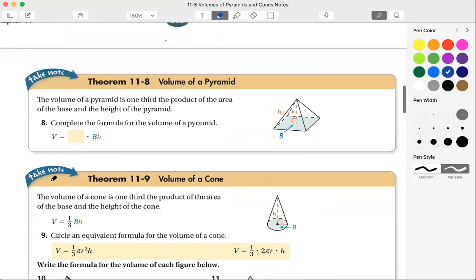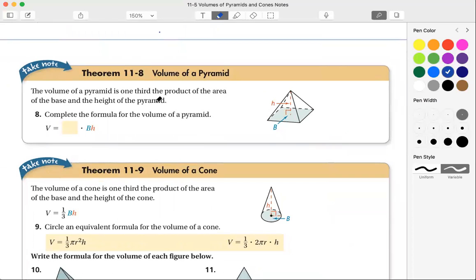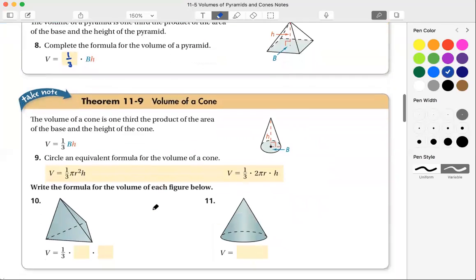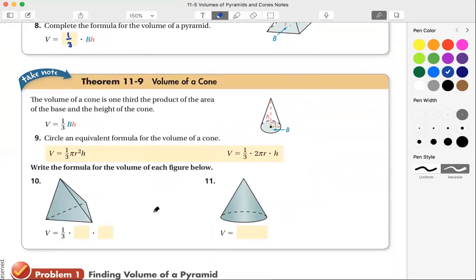Okay, theorem 11.8. What is the volume of a pyramid? So the volume of a pyramid is 1/3 the product of the area of the base times the height of the pyramid. So the volume is equal to 1/3 area of the base times the height. The volume of a cone is 1/3 the product of the area of the base times the height of the cone. So circle the equivalent formula for the volume of a cone. So the equivalent formula would be this one. So you can use either formula that you want.